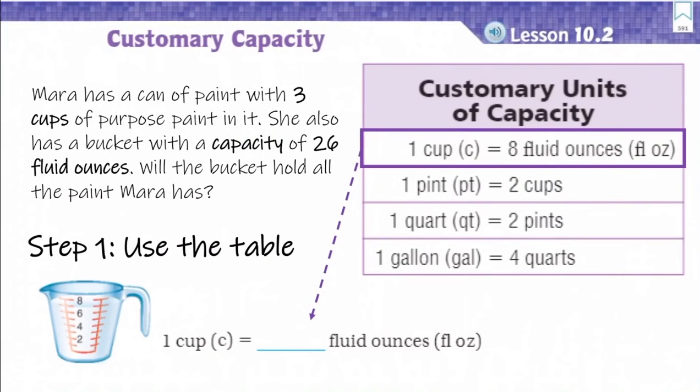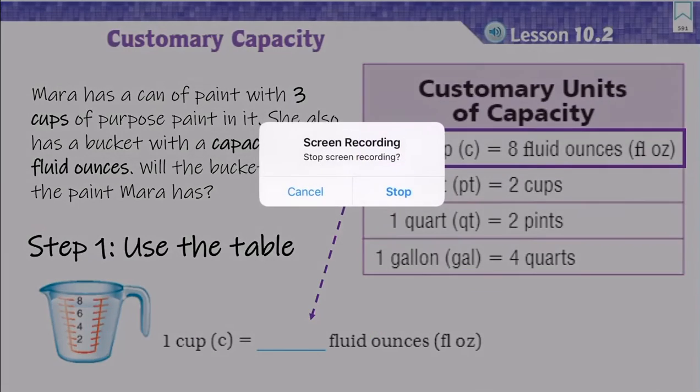Okay, so Mara has a can of paint with 3 cups of purple paint. So we know that 1 cup is 8 fluid ounces. 8 fluid ounces. Go ahead and write that down.